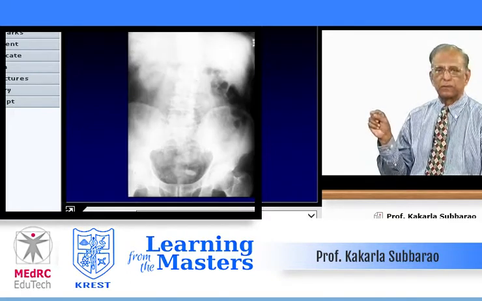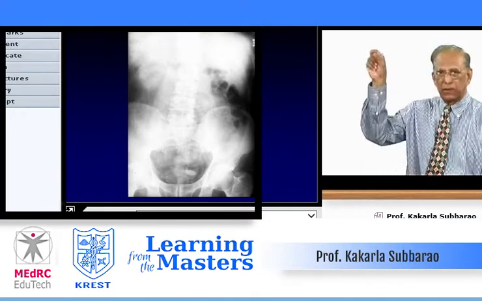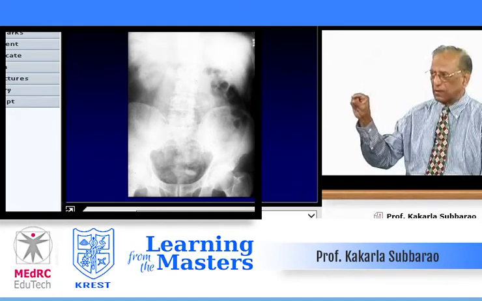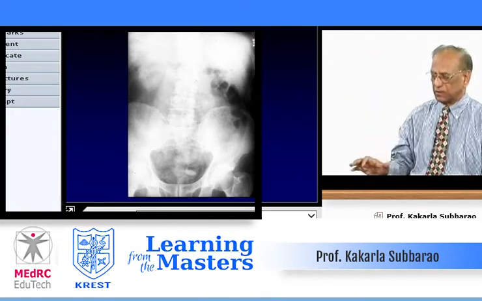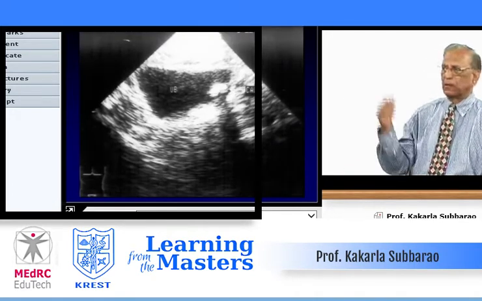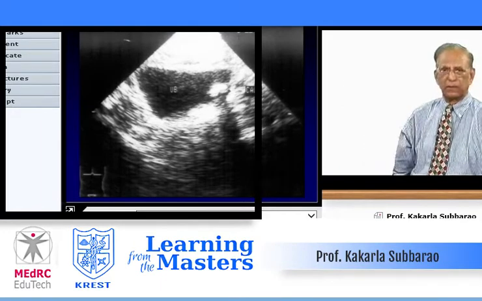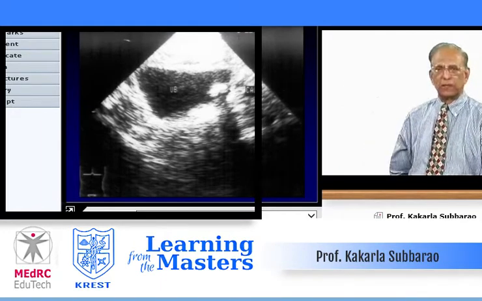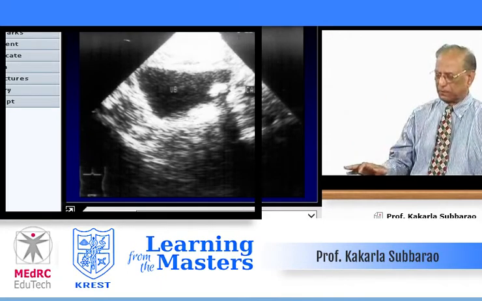A small stone at the ureterovesical junction, because if it were in the ureter, it should be linear. It is horizontal. That means it is at the left ureterovesical junction. To prove that, you can easily do an ultrasound, and you could see the echogenic lesion in the bladder at the junction of the ureter and bladder.